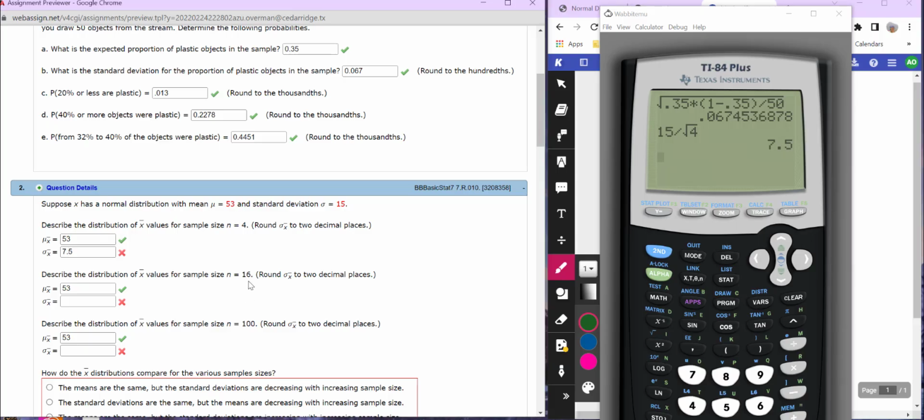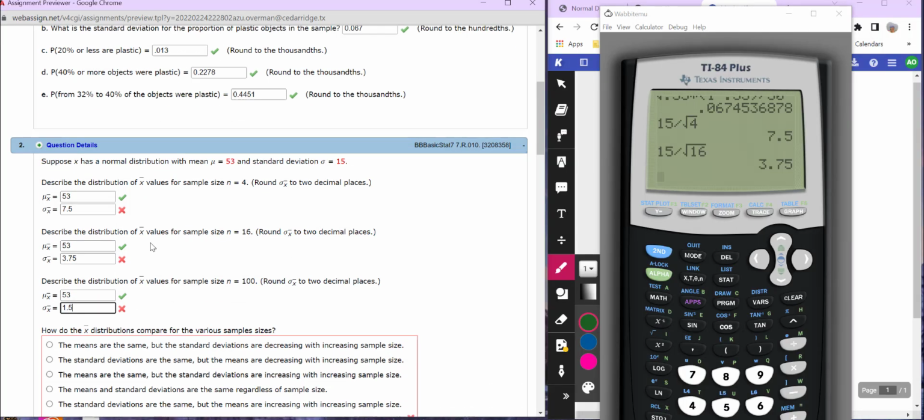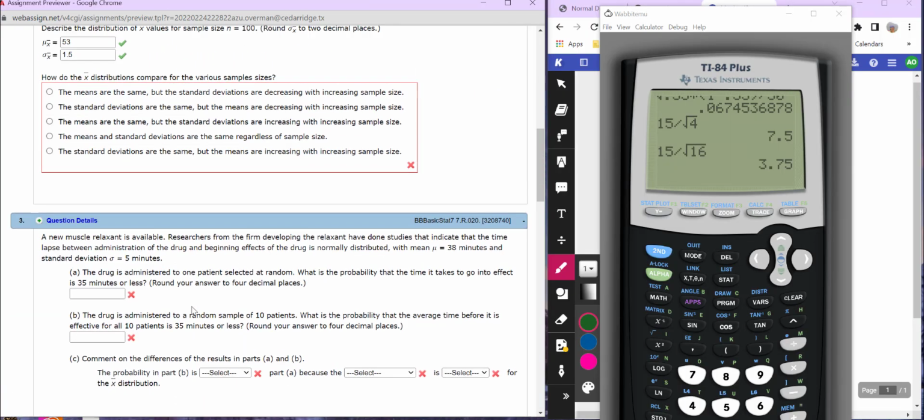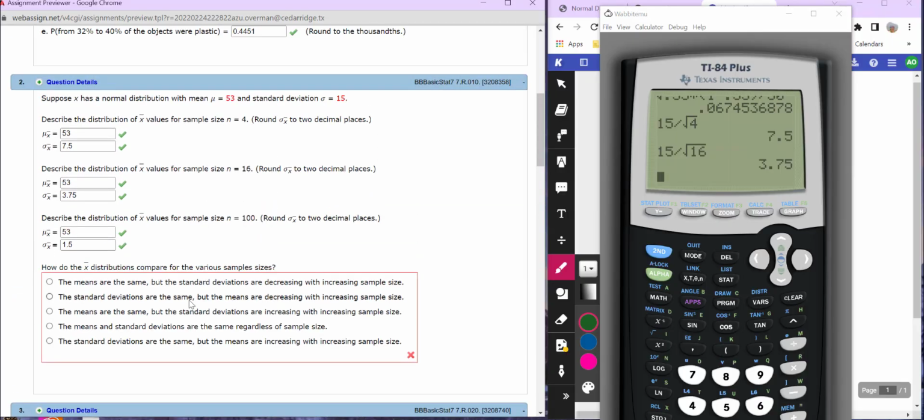Then we change sample sizes here to 16. So we're going to take that 15 again, take your sigma, divided by square root of 16. By the way, that's 4. So we should get 3.75. And this one's actually the easiest. Square root of 100 is 10. So I just do 1.5. And hit submit. Wow, we made a lot of progress. Won't take very long to walk you through this review. All right, and voila, you're all done.